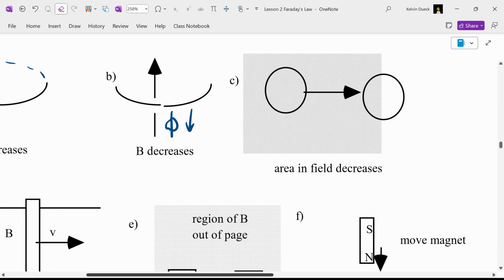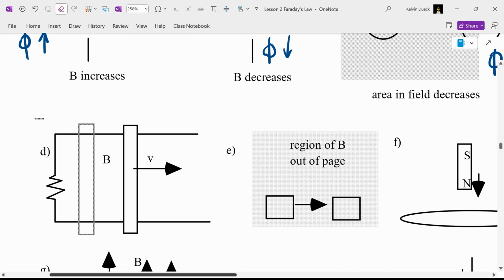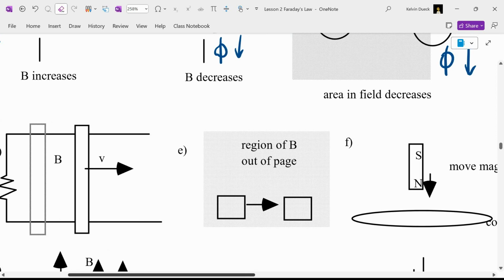What about if the area that's experiencing the field decreases? If the area gets smaller, decreases? We're going to come back to D in a second. That's what we looked at last lesson, moving a rod along conducting wires. We'll come back to that. What about in situation E? What's happening to the flux here?